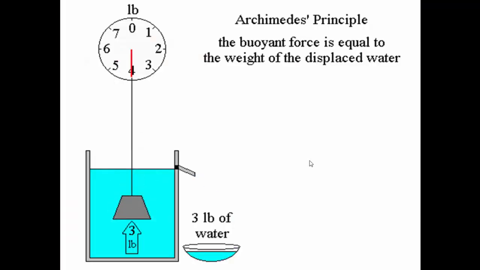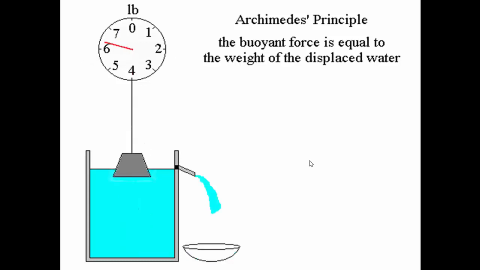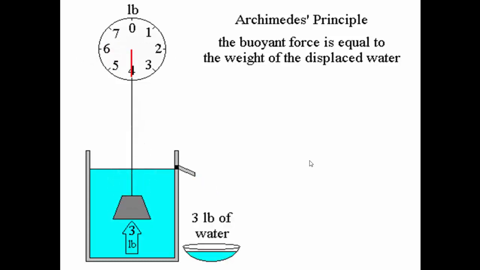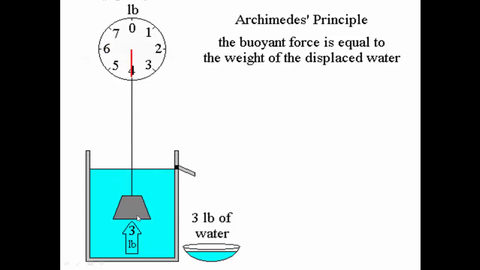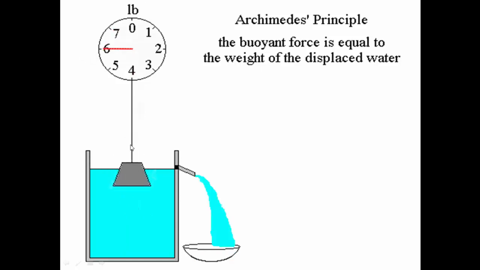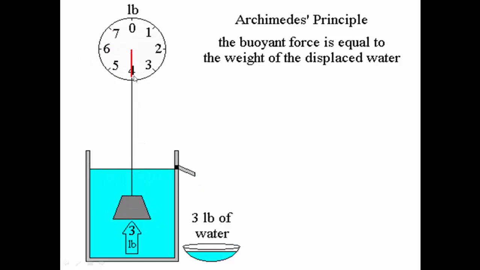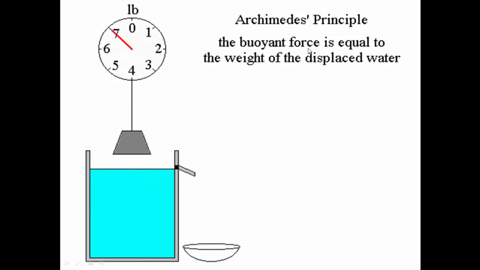Archimedes principle. The buoyant force or upthrust force is equal to the weight of the displaced water. So as we can see, this is 7 actually. But when you put this object into the water, the weight of the object becomes 4. This means the buoyant force or the upthrust force of this object is 3.